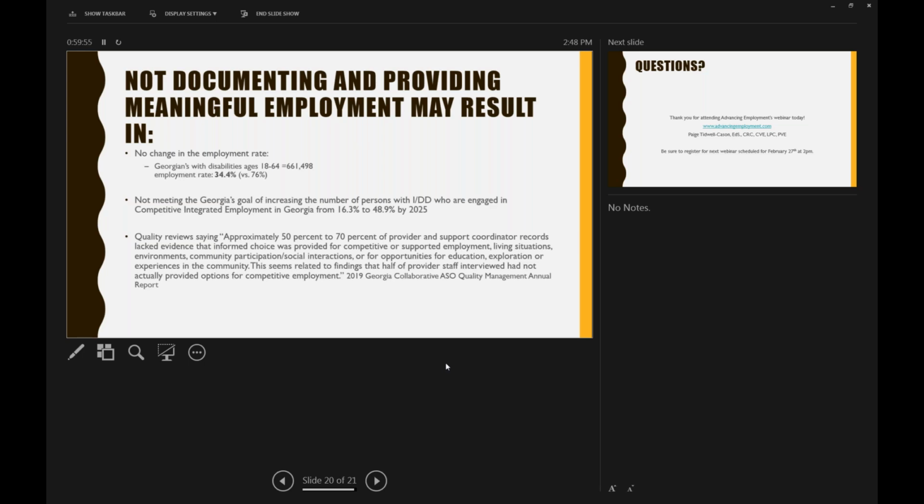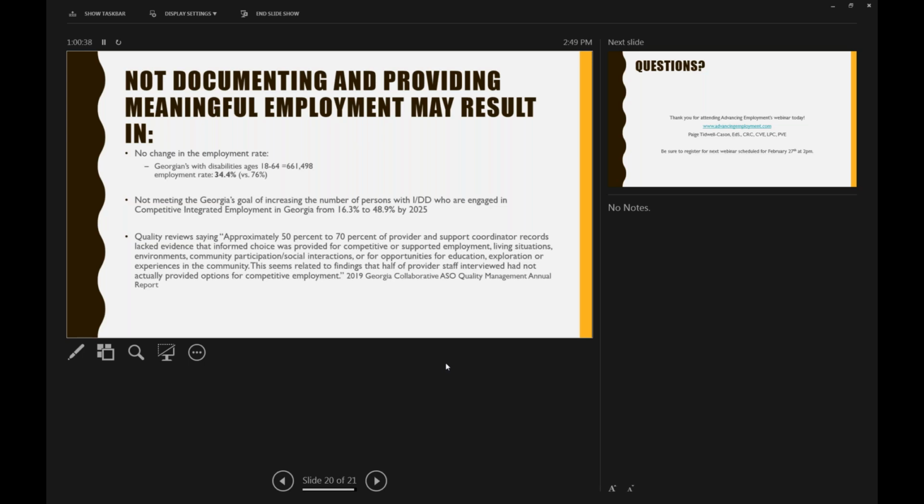It says quality reviews said approximately 50% to 70% of provider and support coordinator records lacked evidence that informed choice was provided for competitive or supported employment, living situations, environments, community participation, social interactions, or for opportunities for education, exploration, or experiences in the community. This seems related to findings that half of provider staff interviewed had not actually provided options for competitive employment. And that's pretty sad, especially considering how long we've had these laws in place.